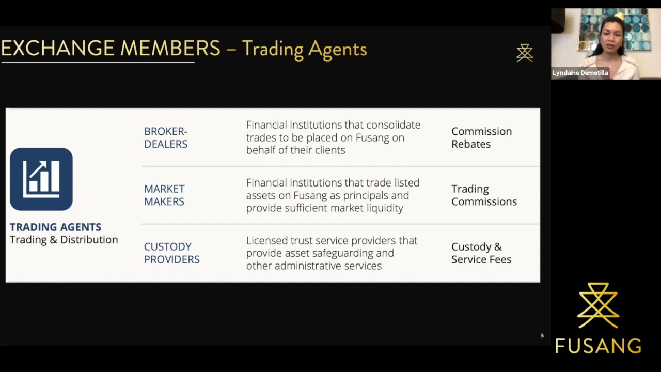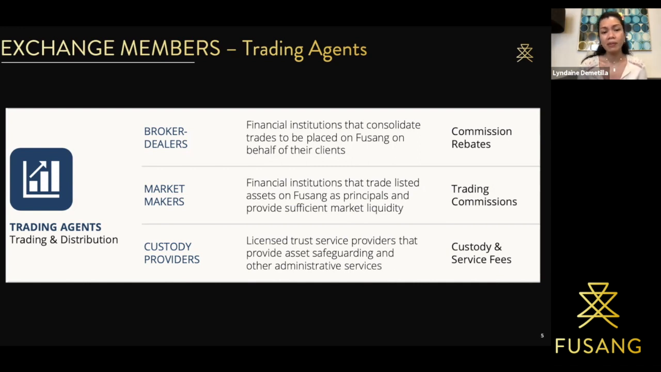So how does it really work if you're part of an exchange member from, say, a revenue perspective? There are a couple of ways. Revenue split within the members. For example, Fusang rebates to the trading agents some of the trading commissions earned from the trades.